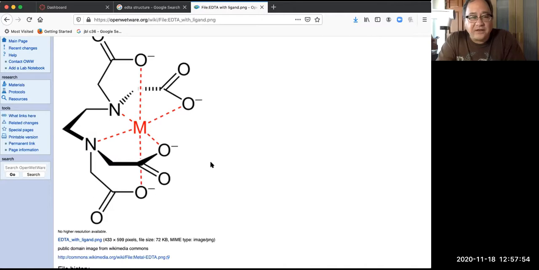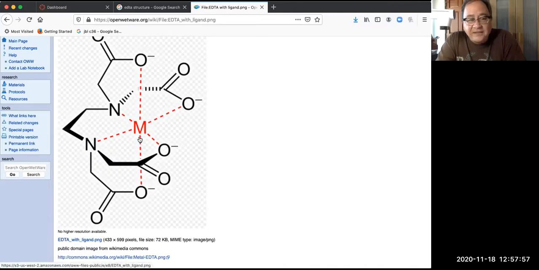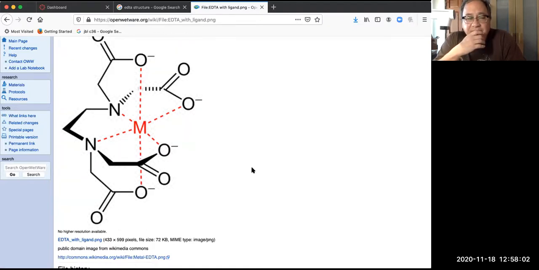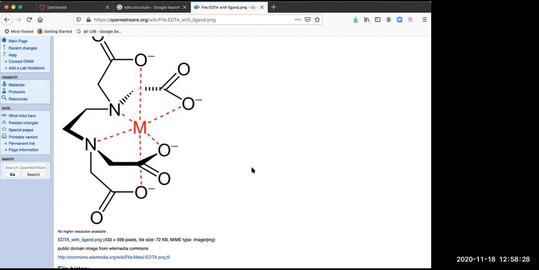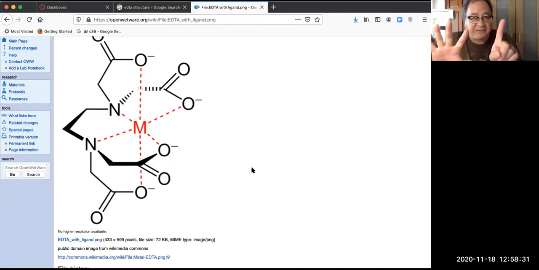Now imagine, do you see the bond from the metal going to that oxygen on the bottom? What if that bond broke and the electrons ended up on the metal? So you have 5 bonds and 1 lone pair. How many pairs is that total? 6. Still 6. That's 6 pair. What would the electron pair geometry be?